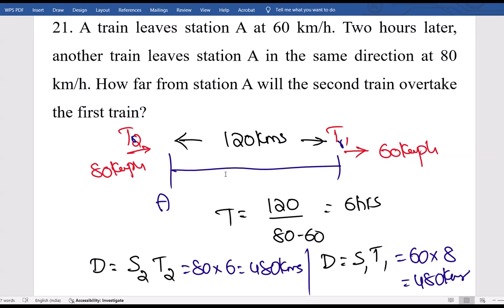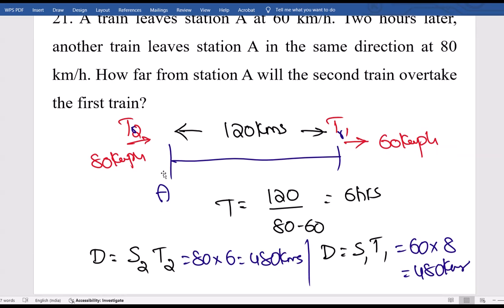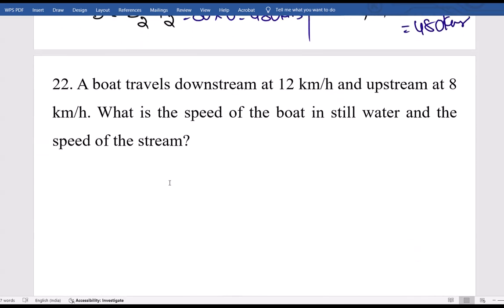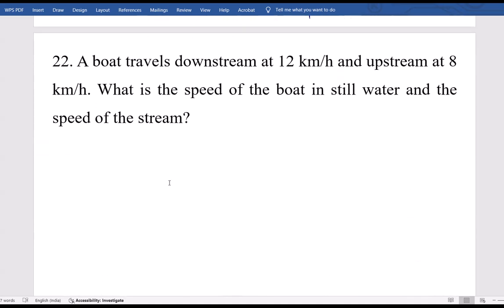Do you understand this question? Why minus in the denominator, 80 minus 60? Same direction. Why 120 divided by 80 minus 60? Time is distance by speed. The distance between the two objects is 120. Speeds are 80 minus 60. Now the next one is also related to time and distance application.